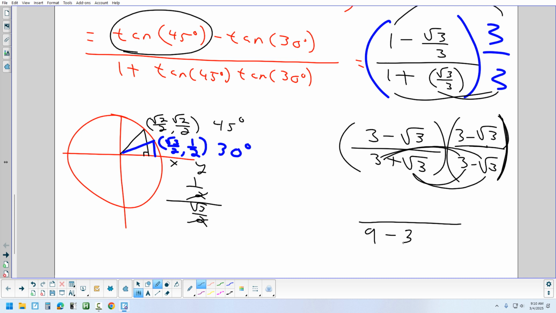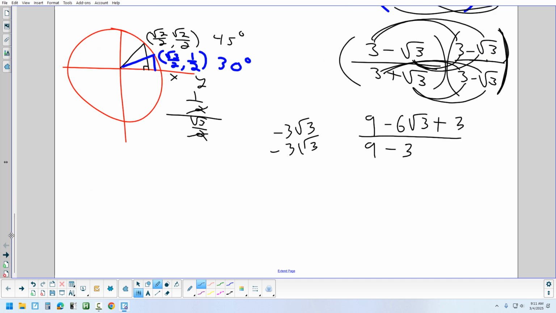Top's going to be a mess. That's fine. Okay, so 3 times 3 is 9. I have 3 times negative root 3, so that's a negative 3 root 3. And then I have 3 times negative root 3 again. What's a negative 3 root 3 combined with another negative 3 root 3? Negative 6 root 3. And then negative times negative is positive, so that's plus 3. So now let's just clean up what we have there.